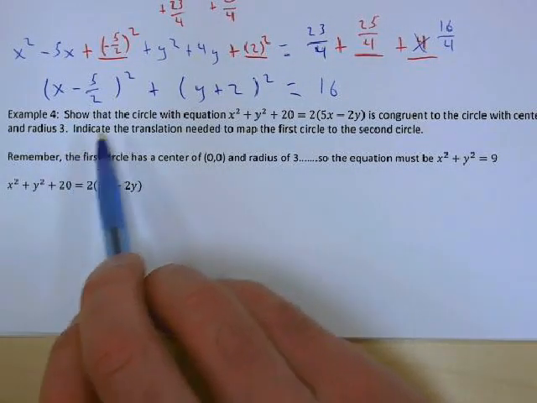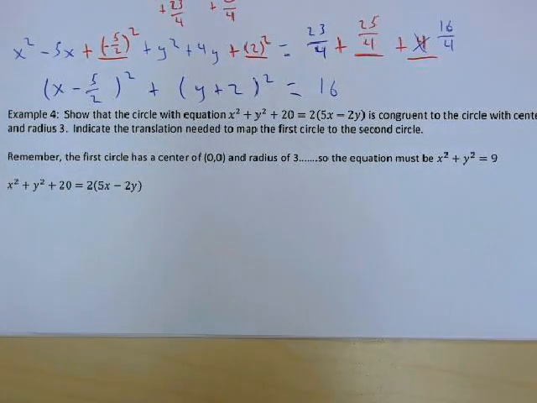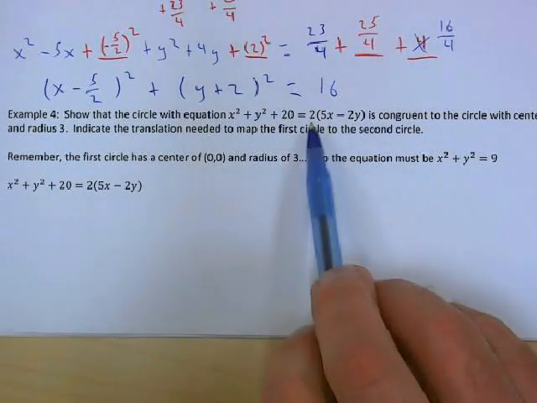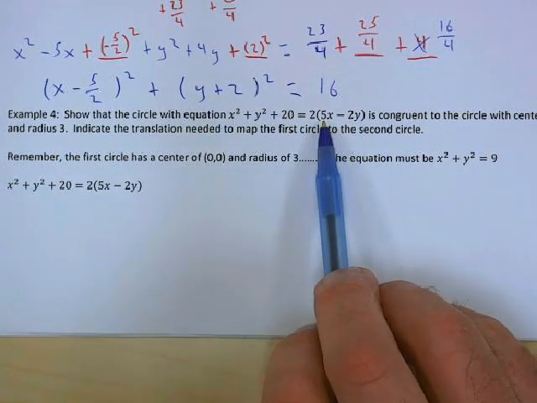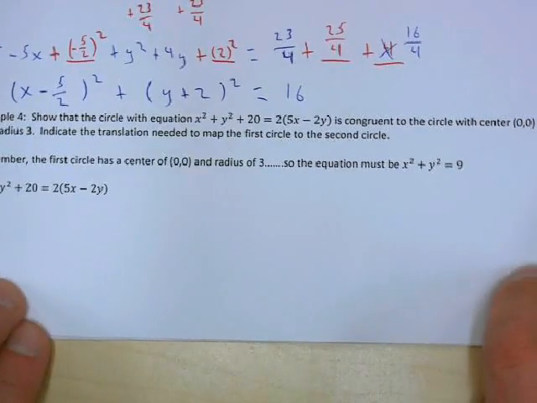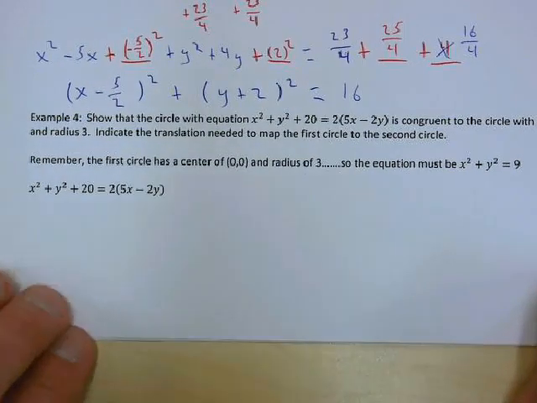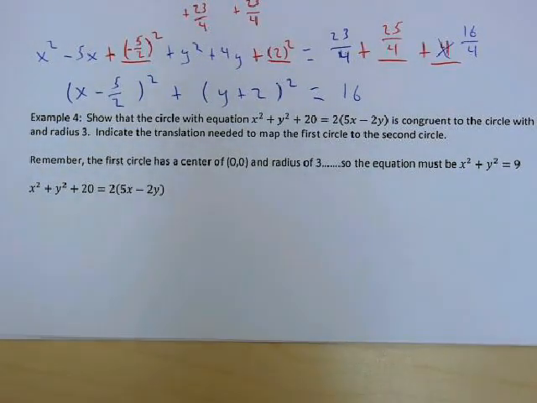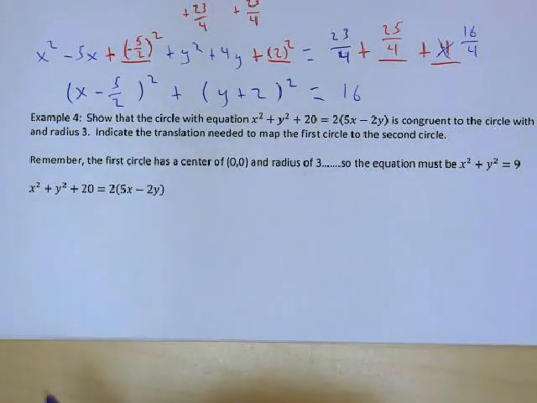All right, so it says show that the circle with the equation x squared plus y squared plus 20 equals 2 times the quantity 5x minus 2y is congruent to the circle with center 0, 0, it says there, and radius 3. Indicate the translation needed to map the first circle to the second circle. Okay, so it wants us to show that these two things are congruent.